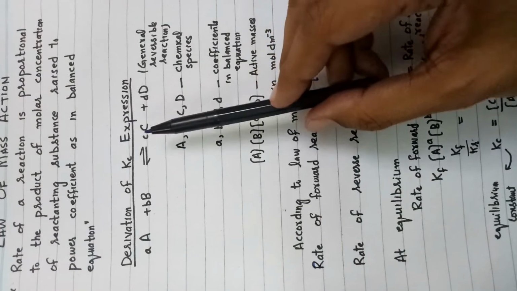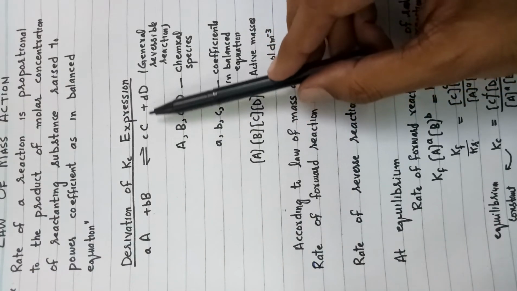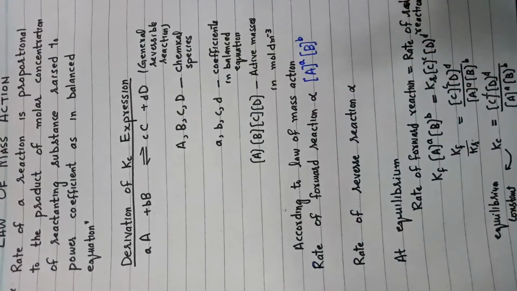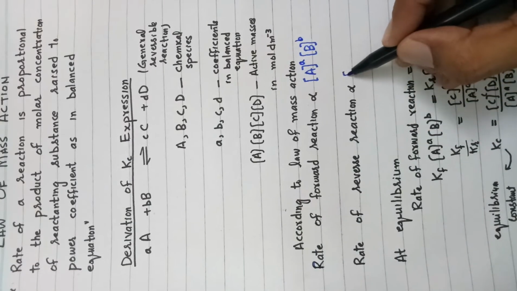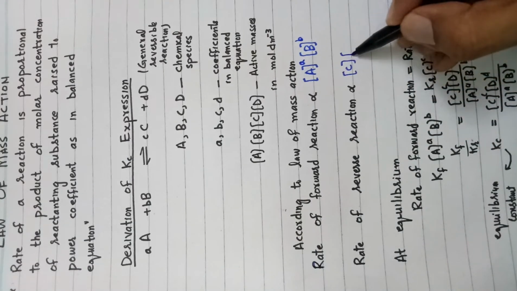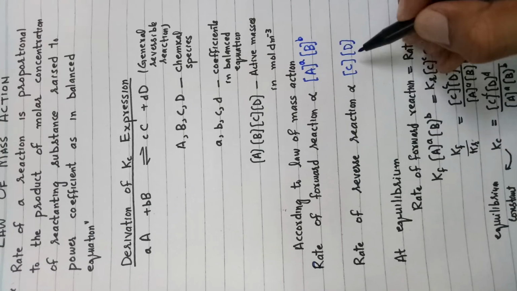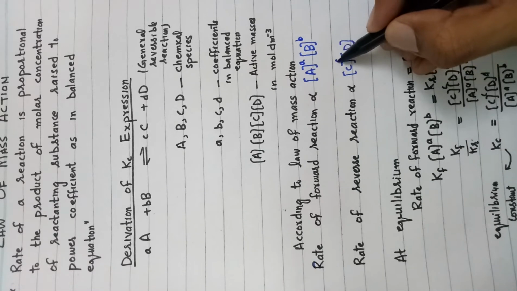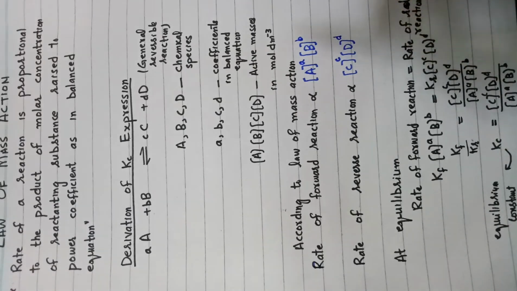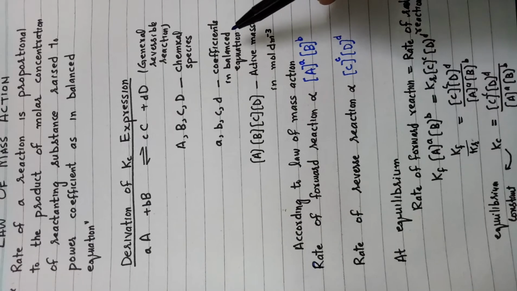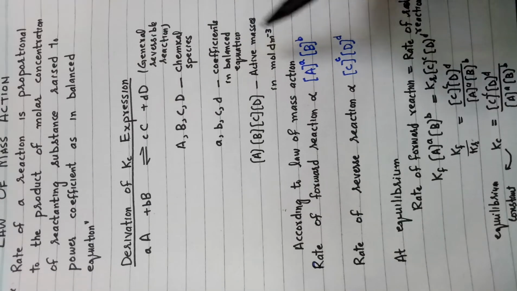Similarly, for the reverse reaction, C and D will be considered as the reacting substances. The rate of the reverse reaction will be proportional to the concentration of reacting substances C and D, and small c and small d will represent their coefficients in the balanced equation.